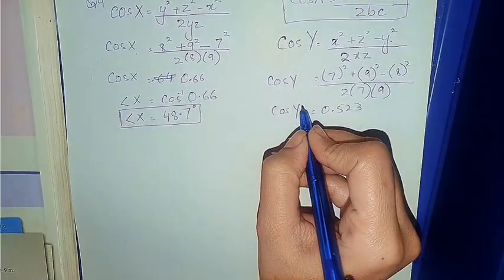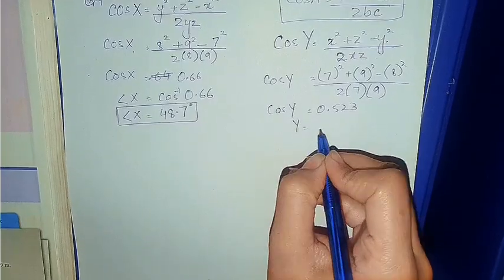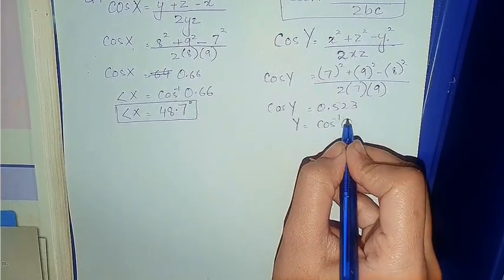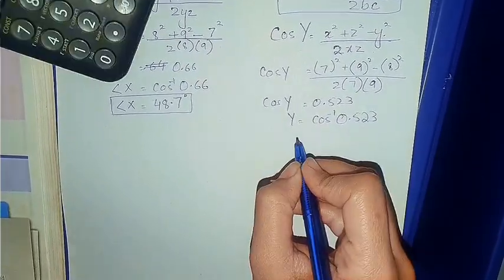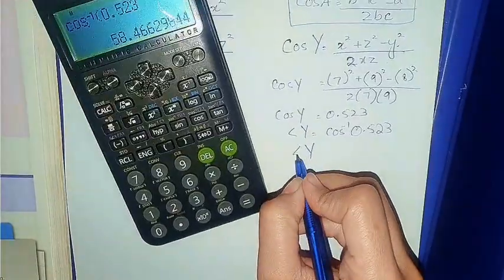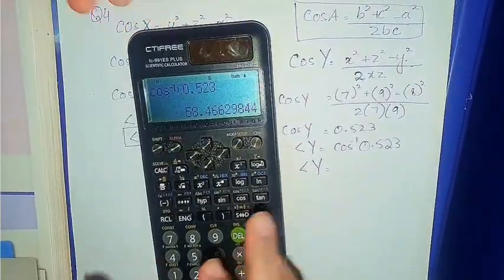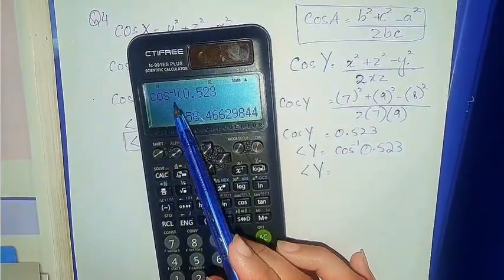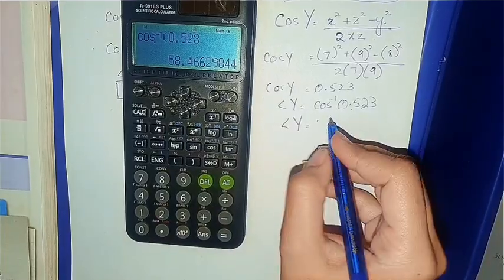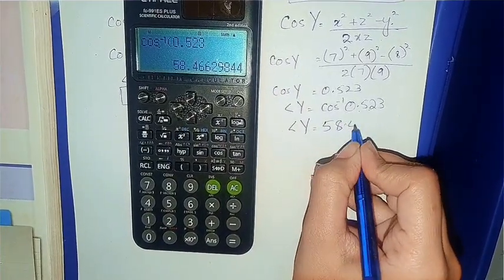0.523. Now this is cos Y, so Y is equal to cos inverse 0.523. Now see how we can do it, press shift, then cos 0.523, so we'll get angle Y equals 58.4 degrees.